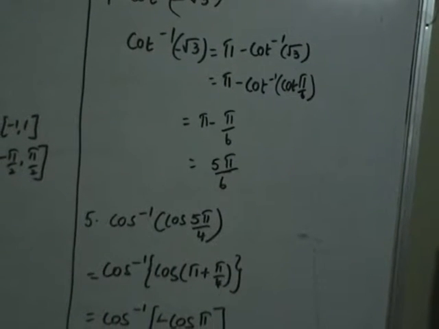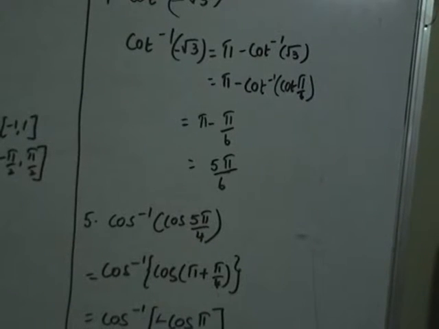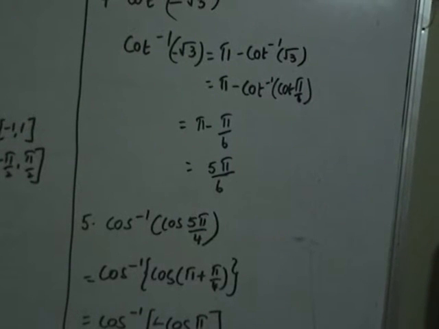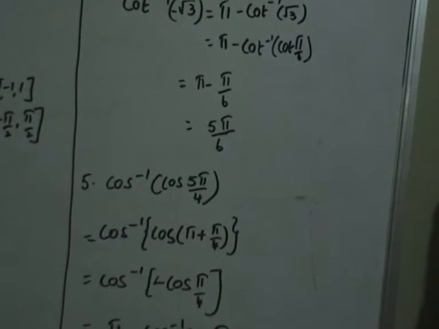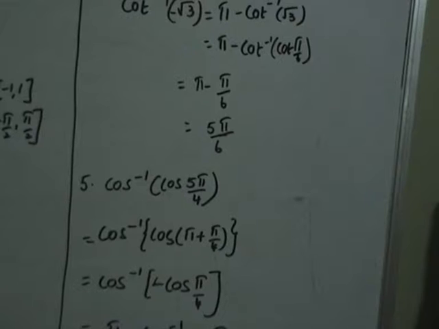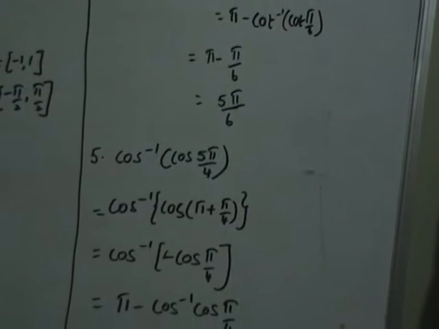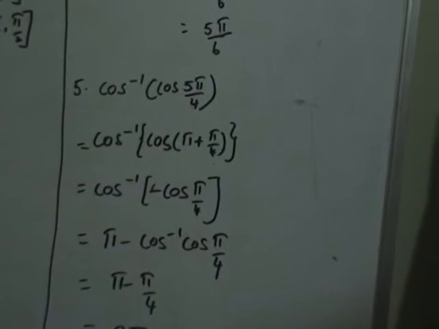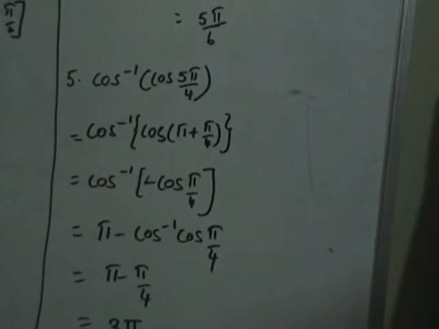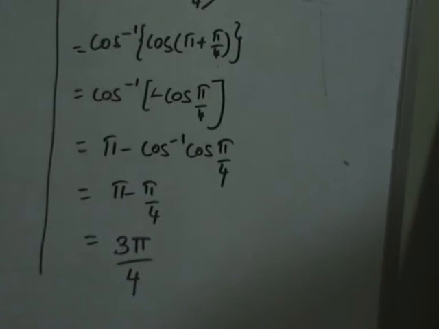Similarly, cos inverse cos of 5 pi by 4. Cos inverse cos of 5 pi by 4 can be written as cos inverse of cos of pi plus pi by 4, that is cos inverse of minus cos pi by 4, that is pi minus cos inverse cos pi by 4, which is pi minus pi by 4, which is 3 pi by 4.